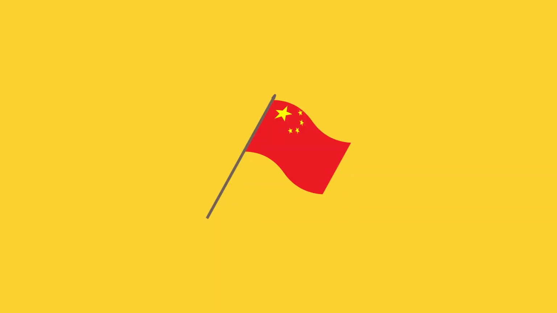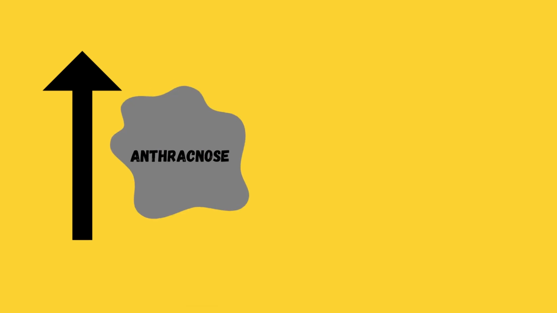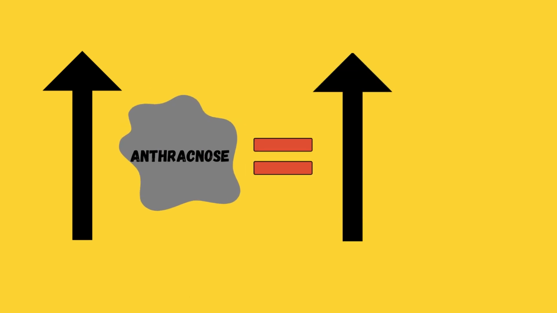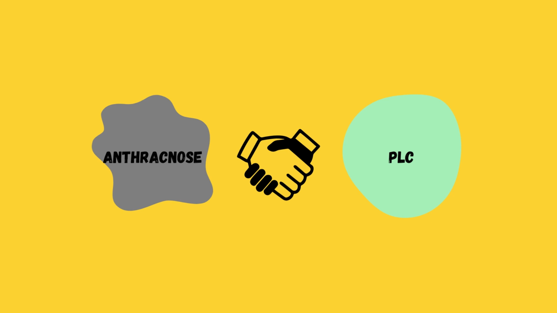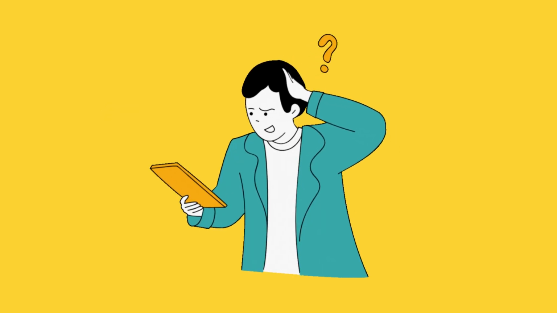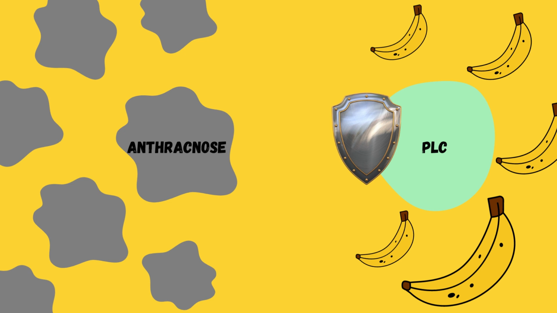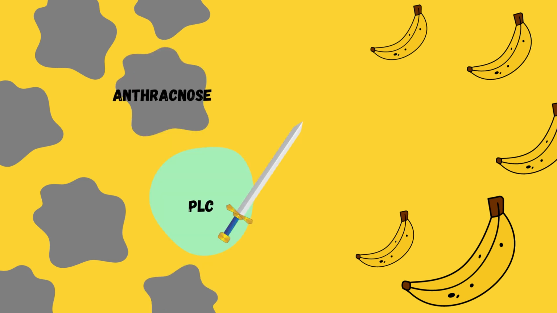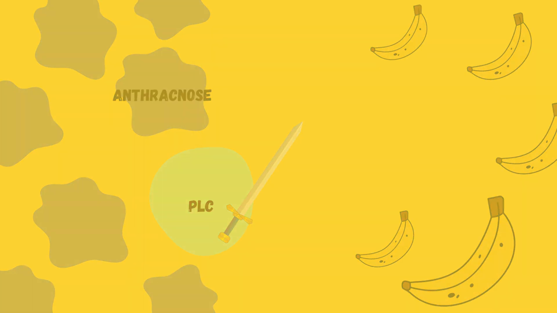Researchers in China found a few years ago that when there was increased anthracnose infection, there was increased expression of PLC. They theorized that somehow the function of the PLC enzyme was linked to the spread of anthracnose. But they weren't able to answer one question. How? Was PLC working against the anthracnose, or was it actually helping it to spread? That's where our team comes in.